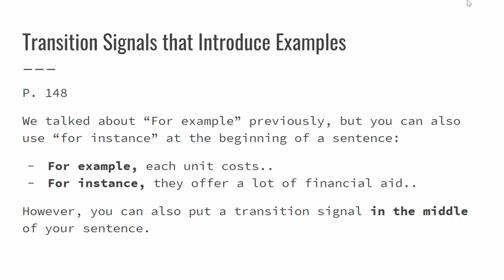So let's look at page 148. We talked about for example previously, but you can also use for instance at the beginning of a sentence. For example, each unit costs. For instance, they offer a lot of financial aid. However, you can also put a transition signal in the middle of your sentence.